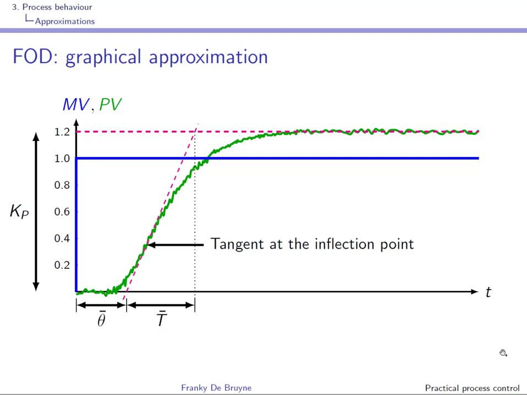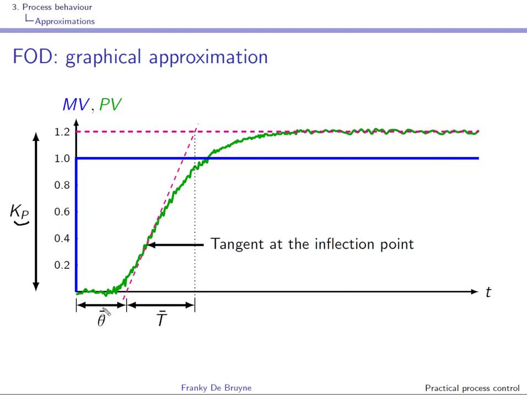The gain Kp can be simply read by considering the steady state behavior. So you take the delta PV and you divide by the delta MV. Here we have a unit step response, so the delta MV is 1, and you can simply read the static gain from the steady state value of PV, right?